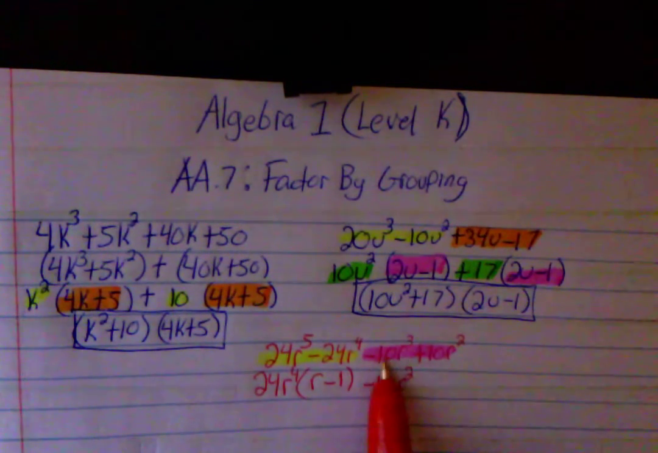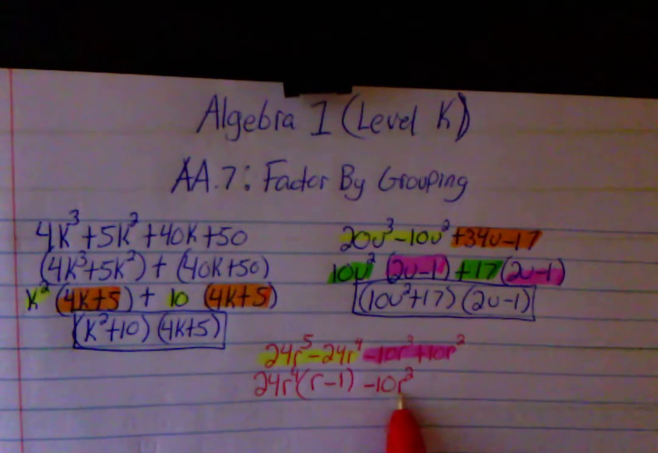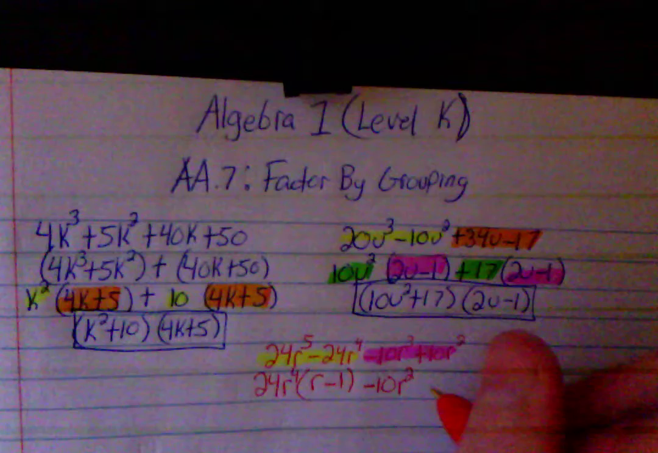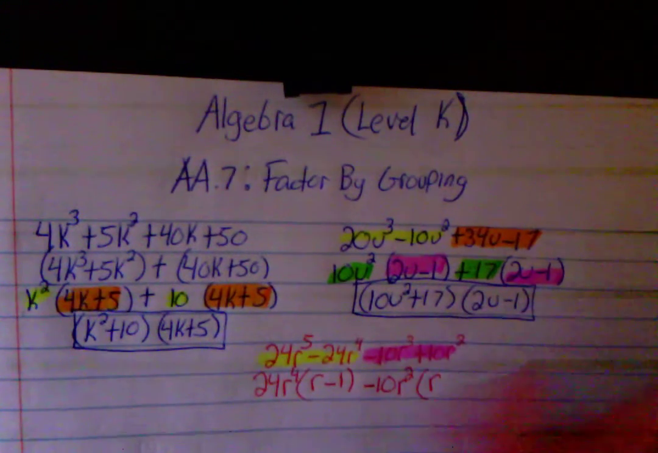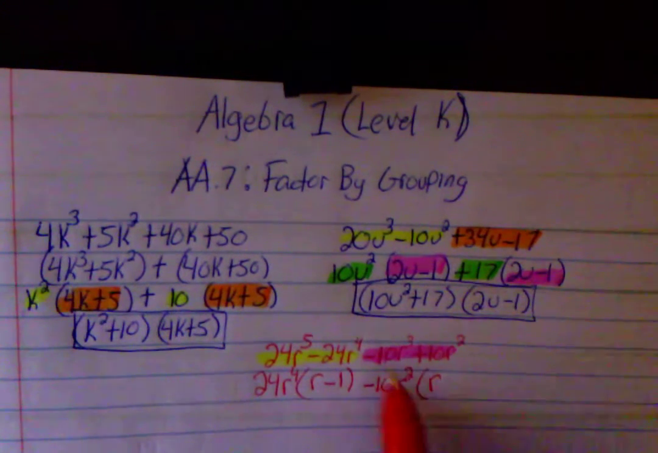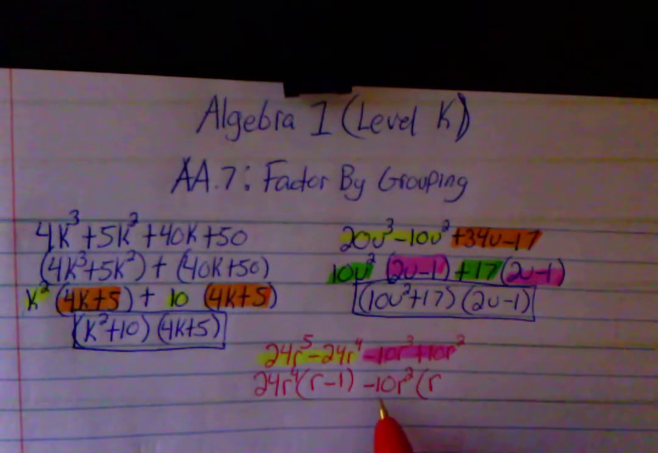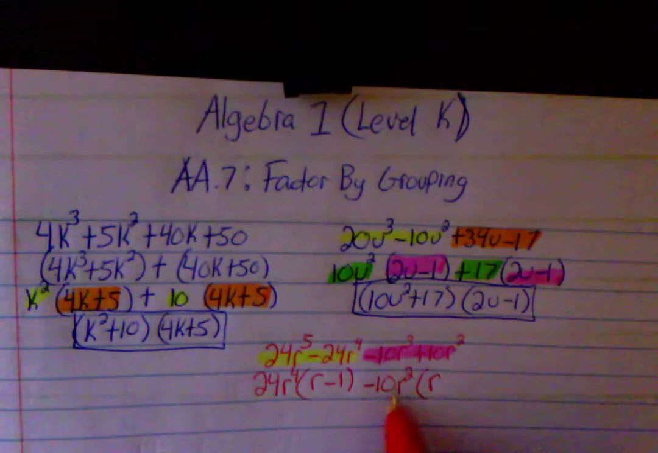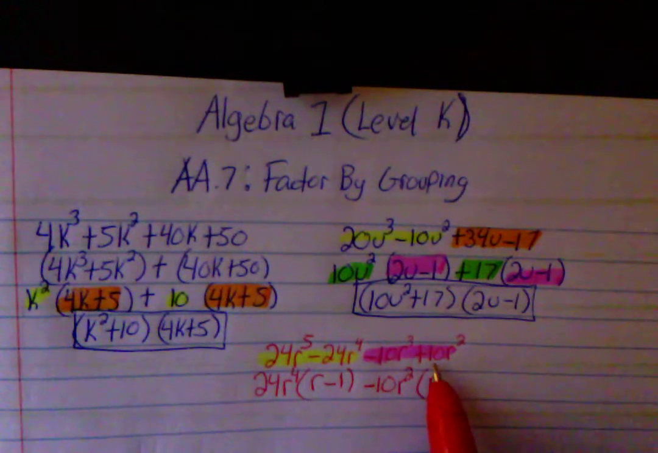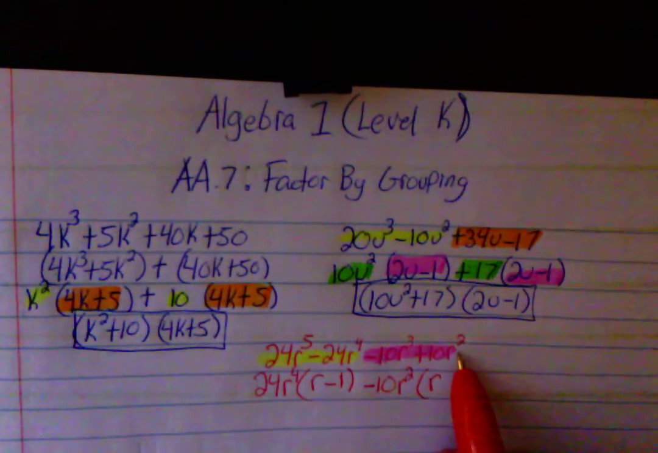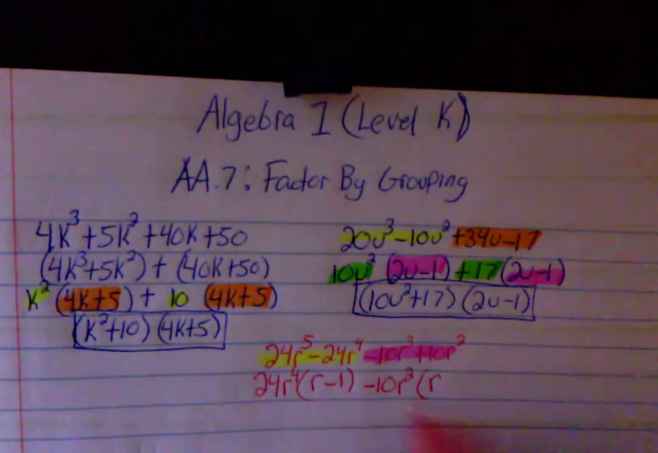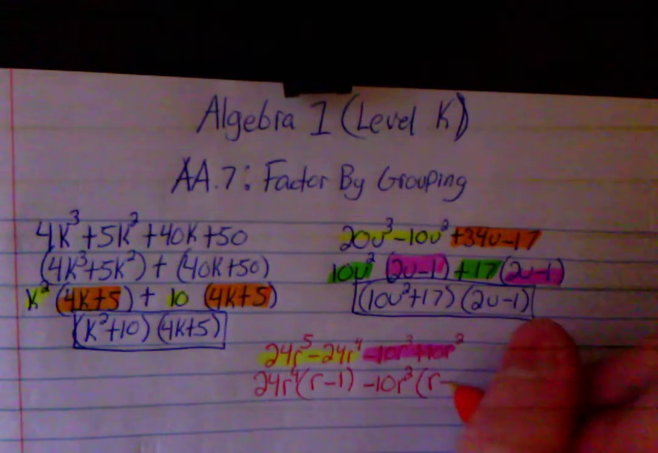Why am I taking out a negative 10? Well, negative 10r cubed divided by negative 10r squared is a positive r. And we want a positive r. So a negative divided by a negative is a positive. That's why I took out a negative 10r squared. Now a positive 10r squared divided by a negative 10r squared is a negative 1.